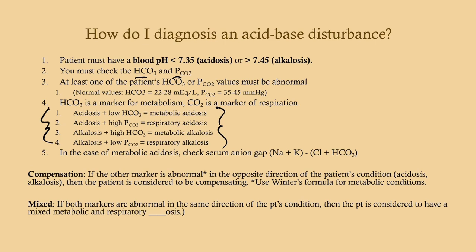In the case of metabolic acidosis, then your next step is to check the anion gap, and I'll go into that in the next slide. Now, you can have compensated acidosis or alkalosis, and basically the way that this happens is, let's say that your bicarb is low, so you have a low pH and a low bicarb. Well, how would you compensate for that? You would compensate for that by breathing out CO2. Remember, CO2 will make you more acidic. So by breathing out CO2, you push it in the alkalotic direction. So if you have a reduced PCO2, then you know that you have some respiratory compensation.